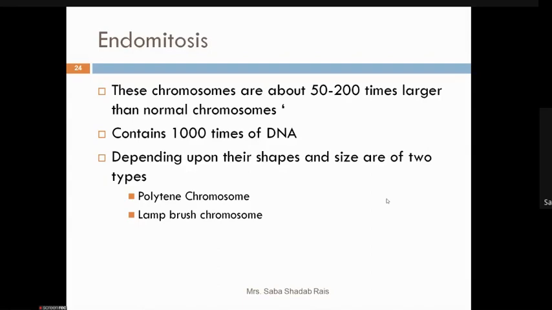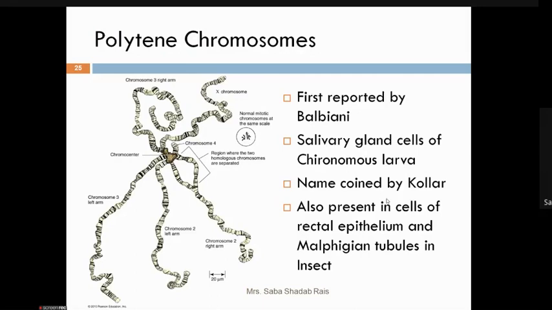So first let us talk about the Polytene chromosome. The Polytene chromosome was first reported by Balbiani. Balbiani is the name of the scientist who discovered this chromosome. Now, where it is found, I told you that we are going to talk about who discovered it and where it has been found.